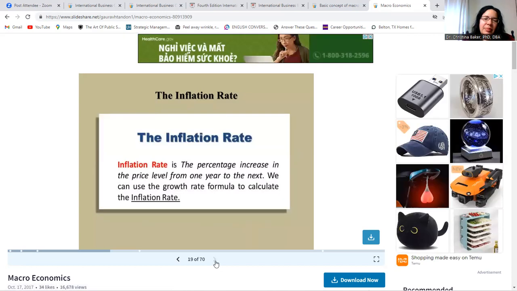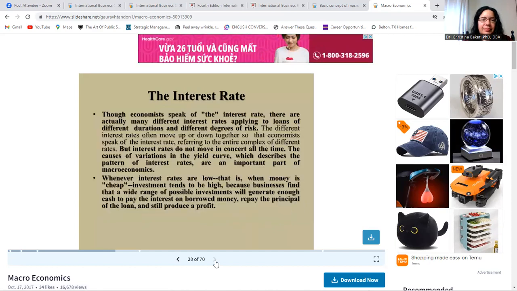The inflation rate is the percent increase in the price level from year to year, and we can use the growth rate formula to calculate the inflation rate.